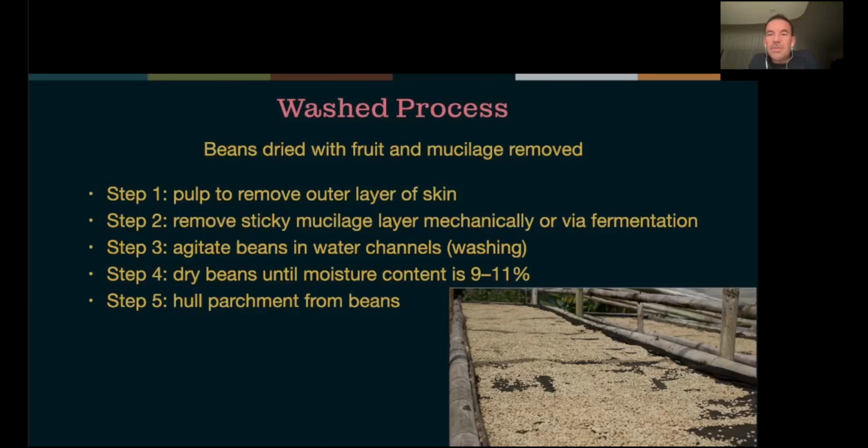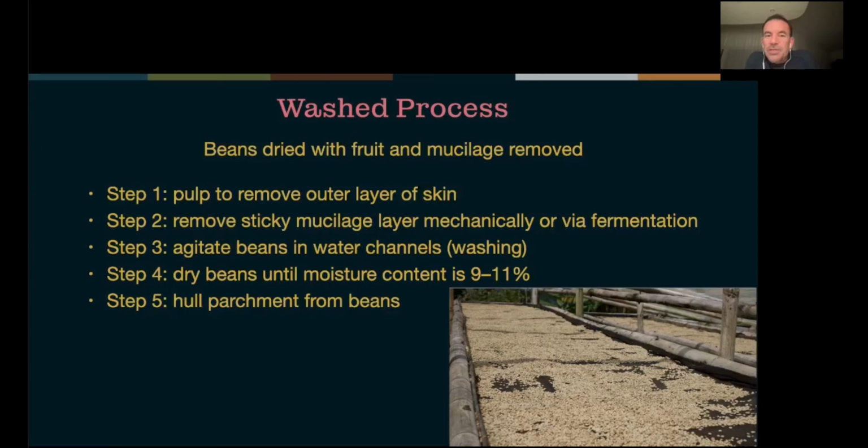the main processes. There's the wash process. The main difference between washed, natural, and honey is effectively how much of the fruit is removed before you dry the beans. And in the wash process, there is nothing but the parchment left around the beans when they are dried.